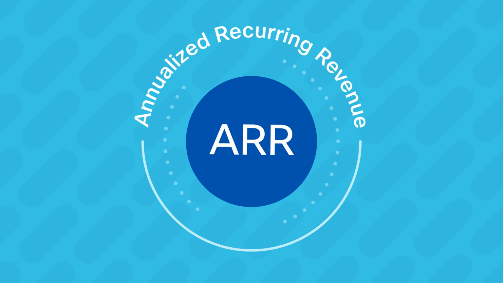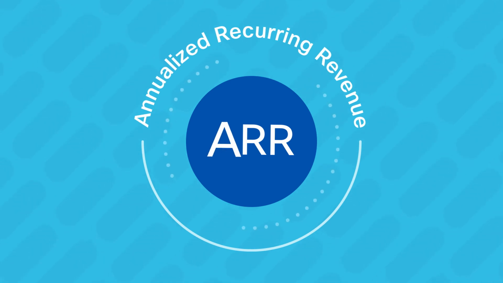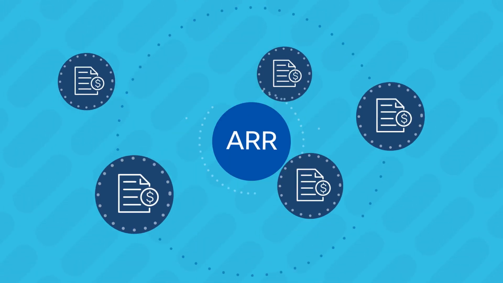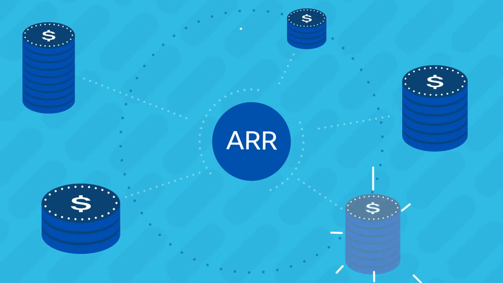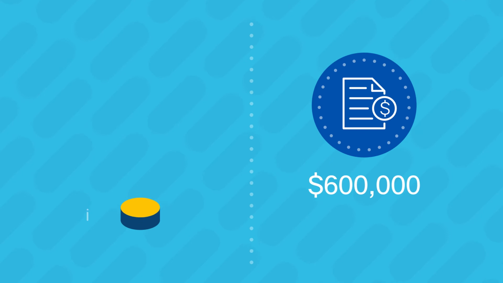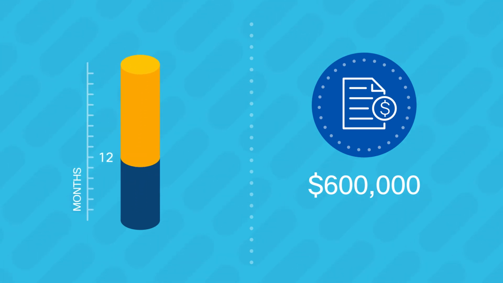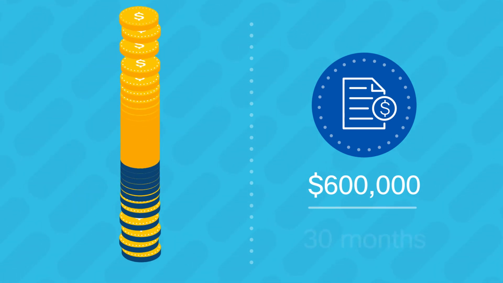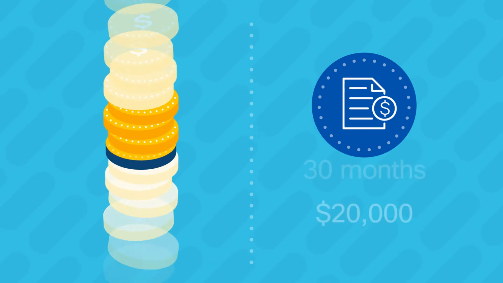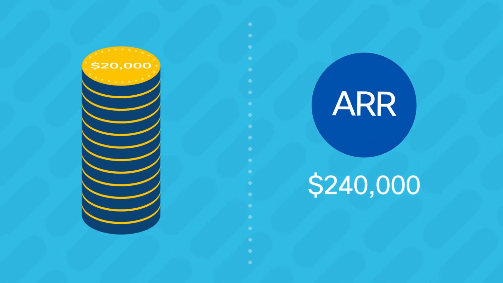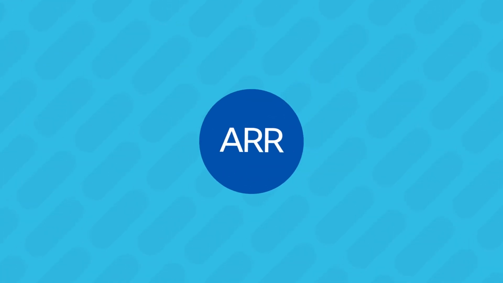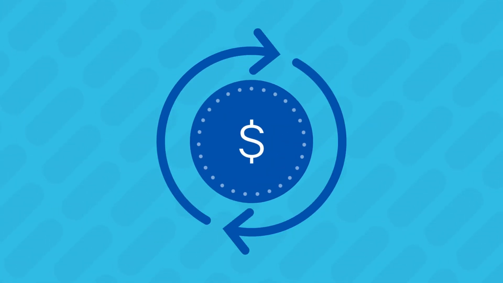Now let's look at annualized recurring revenue, or ARR. ARR helps us take recurring contracts of any length and calculate the revenue they generate over a year. For example, with a contract longer than a year, we divide the total amount by the number of contracted months and multiply by 12 to determine the annual revenue. ARR is a useful baseline and a good indicator of opportunities to renew revenue.